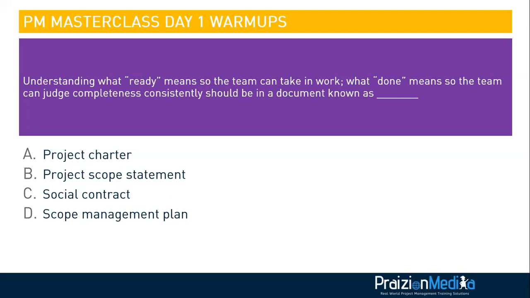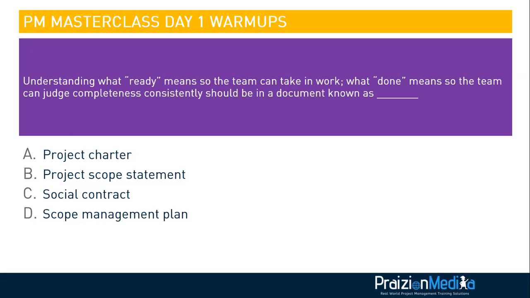The answer to this question can be found in the Agile Practice Guide on page 50. The best option is not the project charter. At this stage, the team hasn't even started conversing, and it's the team that defines some of these terms. So it can't be the project charter. Project scope statement is from the traditional world, can't be that. Ready and done are Agile terms. And D, scope management plan, it can't be that.